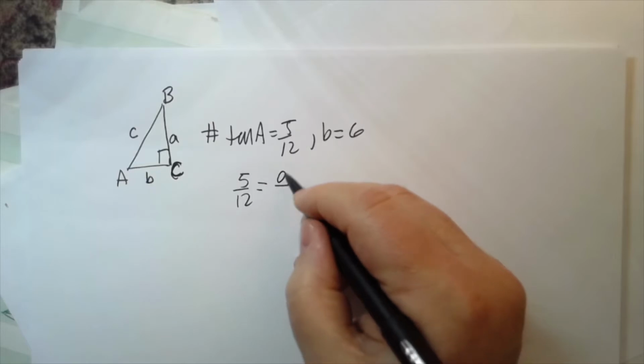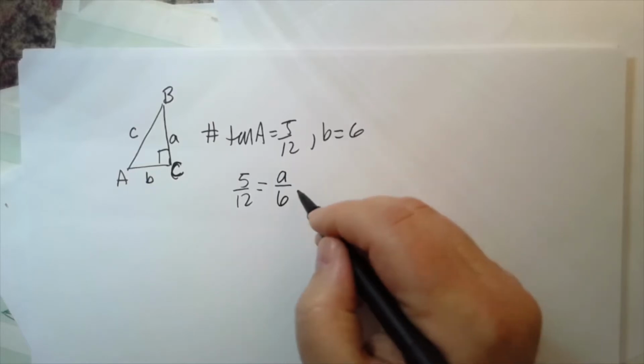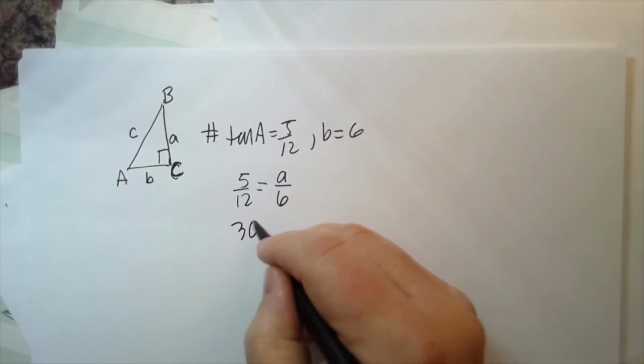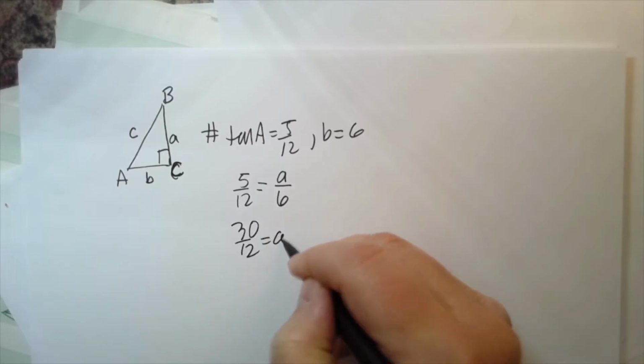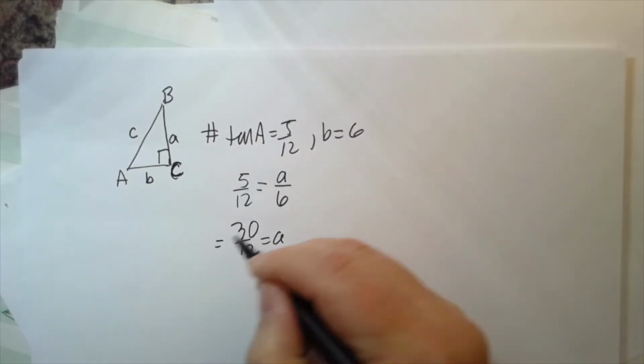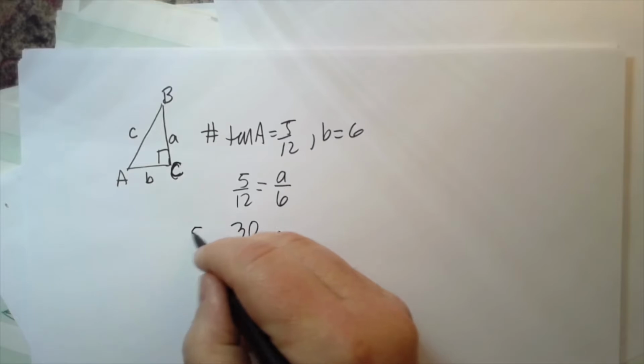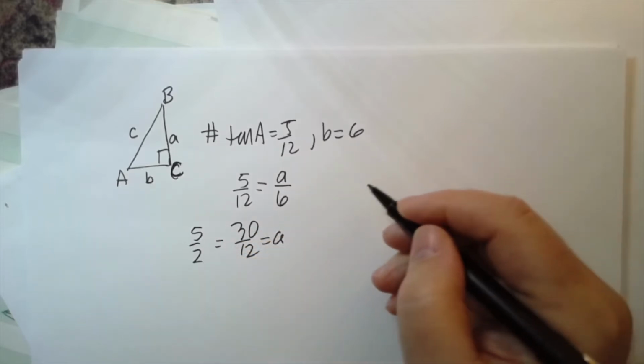So a over b, where b is 6. Now we can multiply that, we get 30 over 12 is a. So let's see, what does that simplify? 6 divides both of those, 5 and 2, so we get a is 5 halves.